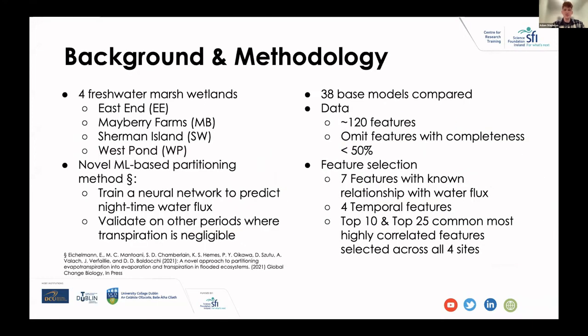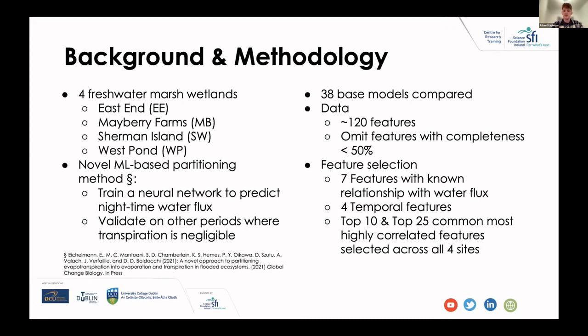So just a bit of background on the work. We're looking at evapotranspiration partitioning in 4 freshwater marsh wetland sites in Northern California, listed there. And we're using a novel ML-based partitioning method introduced by Dr. Eickelman. The core idea of the method is to train a neural network to predict water flux at nighttime. And then the hypothesis is that the model will learn to predict evaporation only. We then validate on other periods where we can assume that transpiration is negligible, namely the initial flooding period of each of the wetlands and the winter periods where the vegetation is senescent.